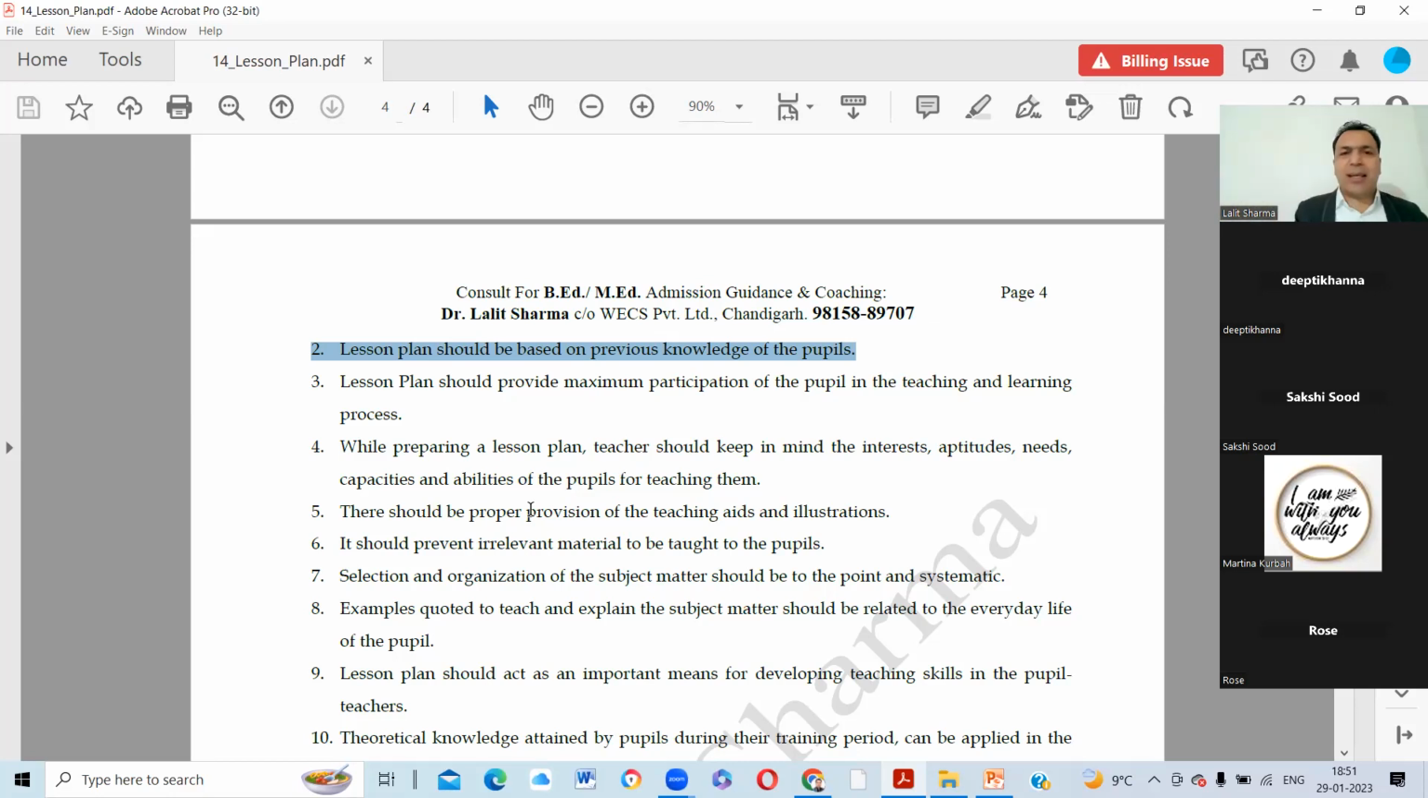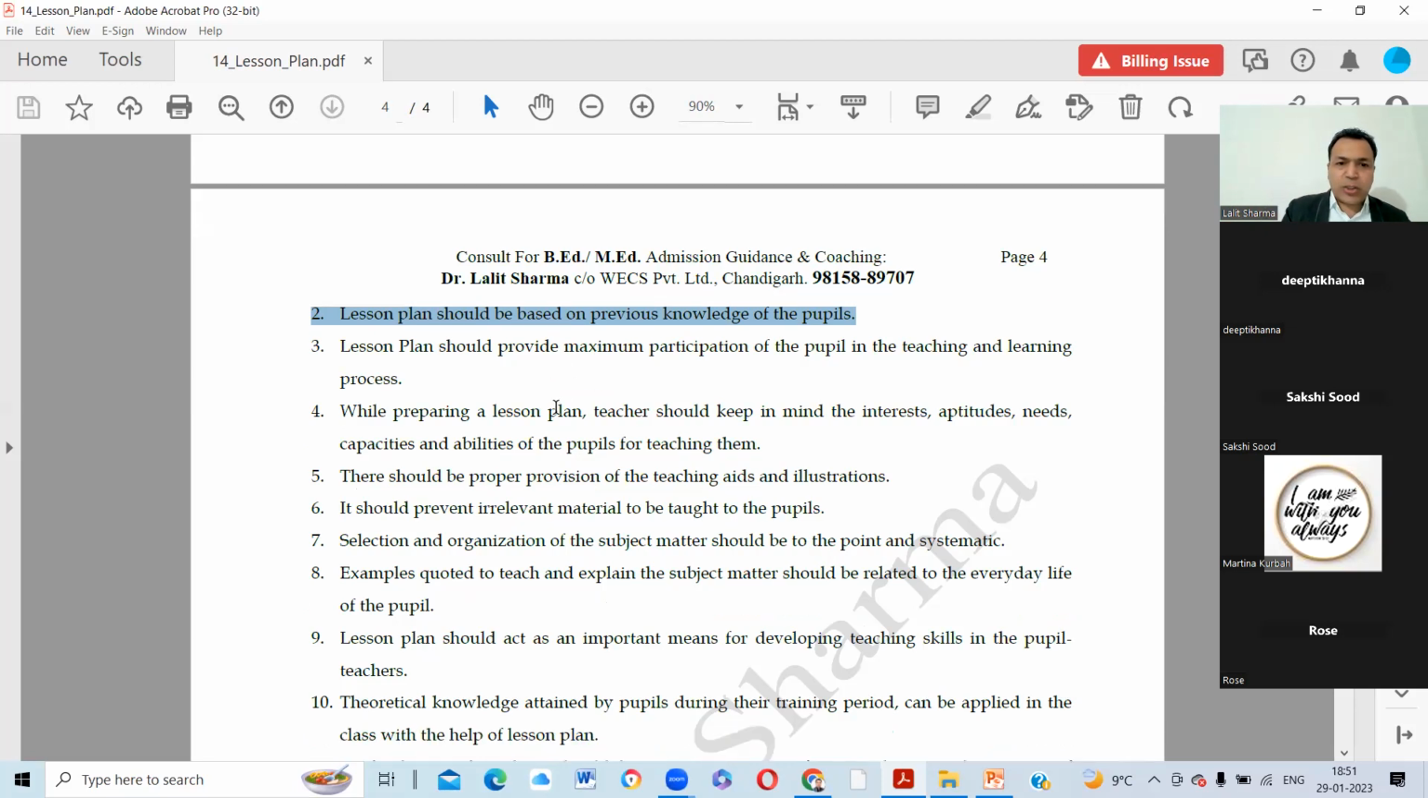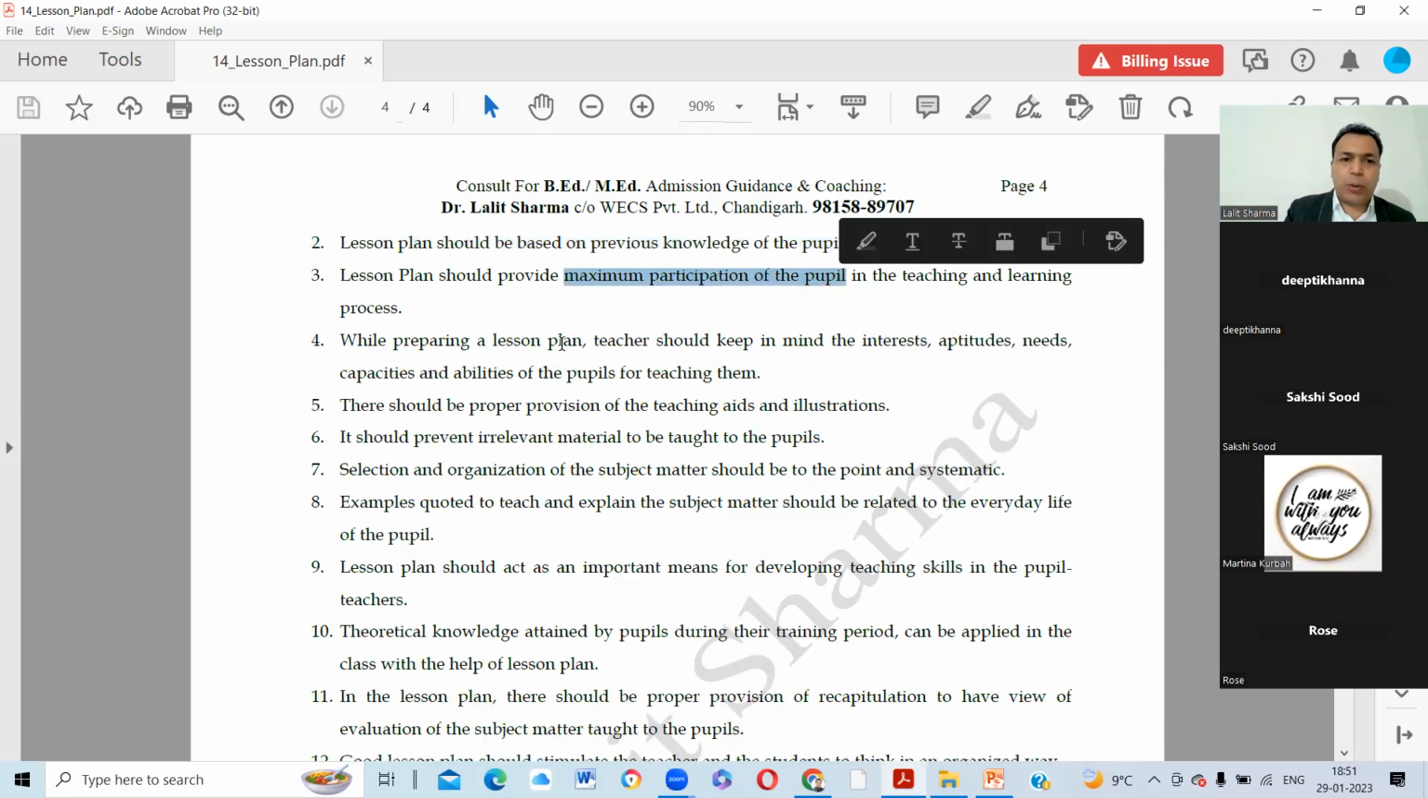Guys, whatever you are learning in the B.Ed now, if you don't know the skill how to teach, standing here and teach at least 35 minutes without books orally. Okay, this is the meaning of the B.Ed. That's why lesson plan is called the crux of B.Ed. Got it? Lesson plan should provide a maximum participation of the pupil.